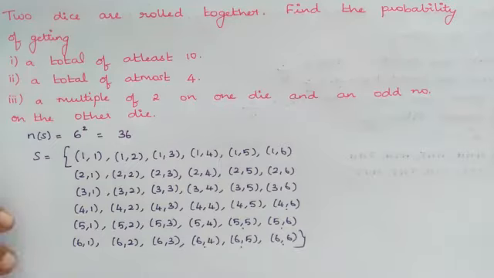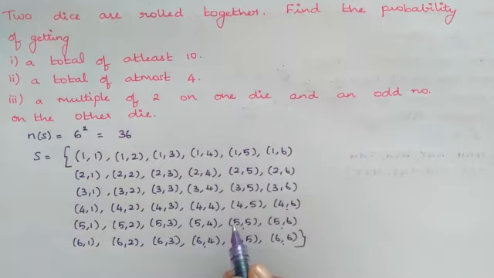That is, minimum you are getting a total of 10. Apart from that, we are getting a total of 11 and a total of 12, which we are also including in the favorable outcomes.